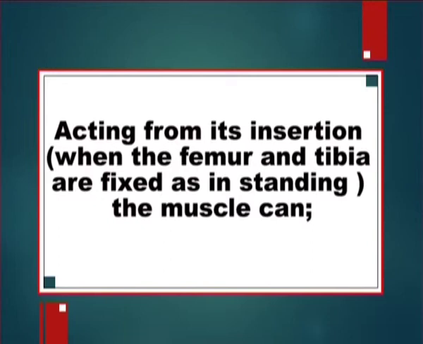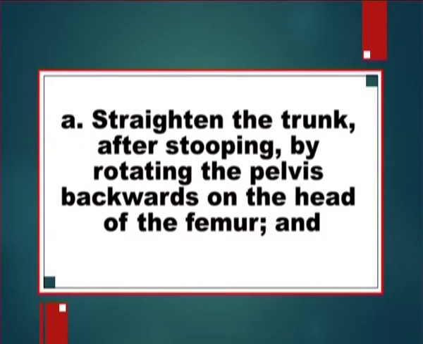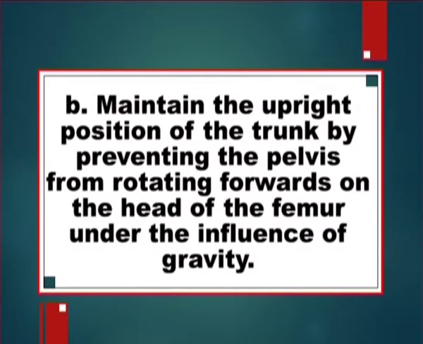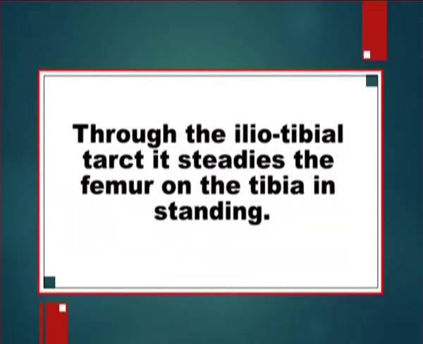Actions. Acting from its insertion, when the femur and tibia are fixed as in standing, the muscle can straighten the trunk after stooping by rotating the pelvis backwards on the head of the femur, and maintain the upright position of the trunk by preventing the pelvis from rotating forward on the head of the femur under the influence of gravity. Through the iliotibial tract, it steadies the femur on the tibia in standing. Through a combination of all the actions described above, it helps to maintain the upright position.